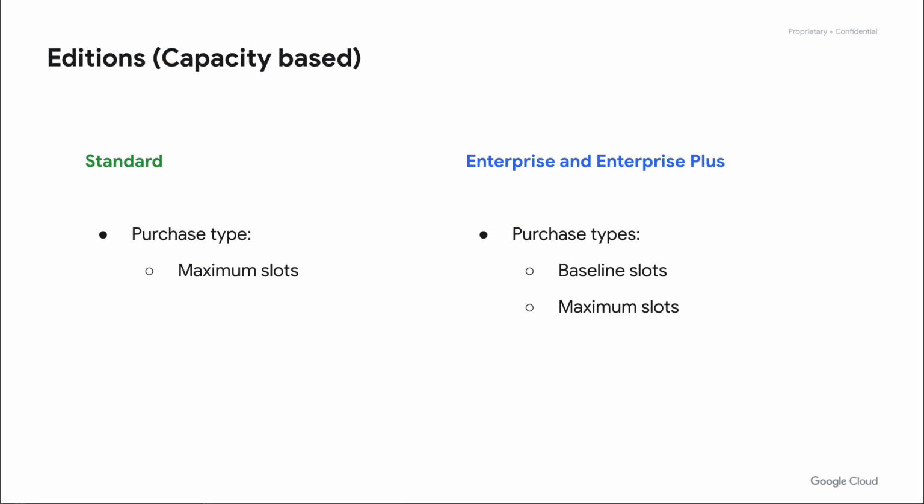In the editions model, the first lever that you have is to choose the type of edition that you would like to use to process your data. Check the feature list to see which edition works best for you. And then you can choose based on the type of slots what you'd like to purchase.